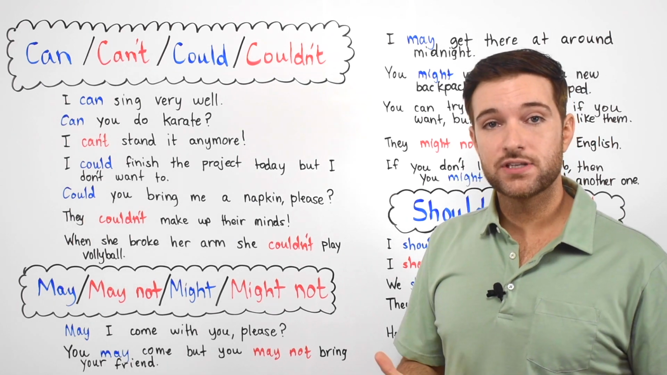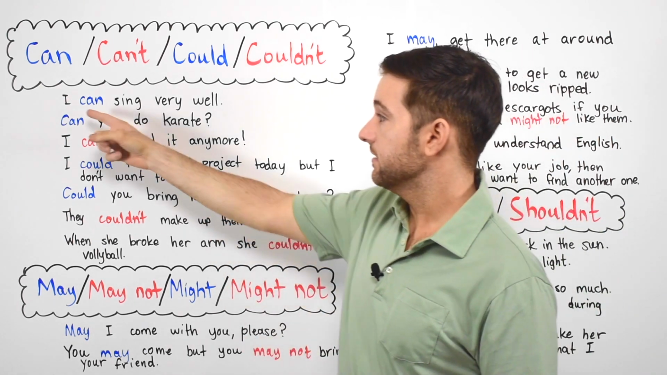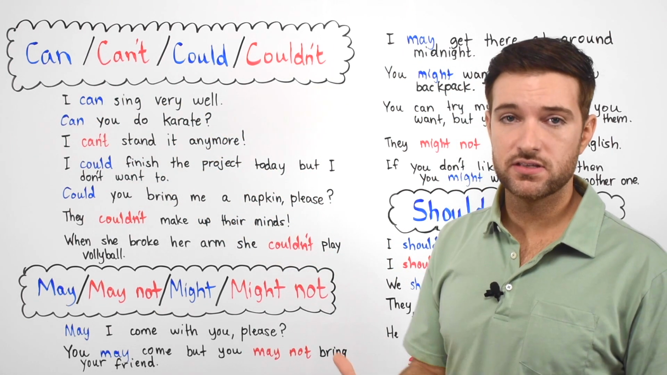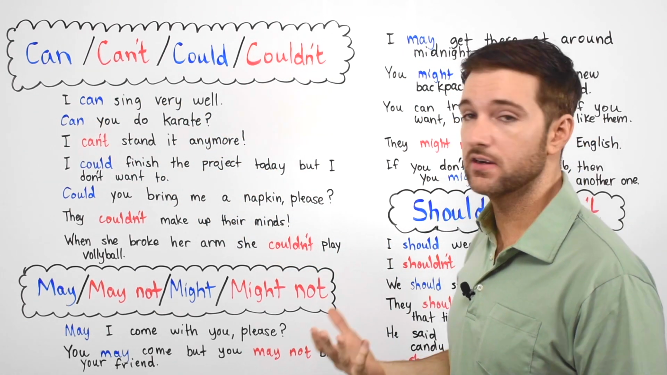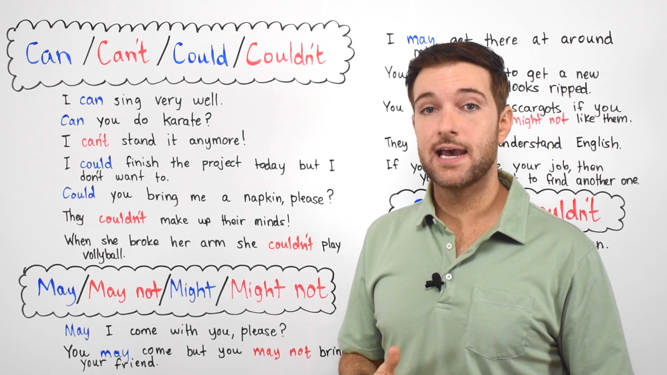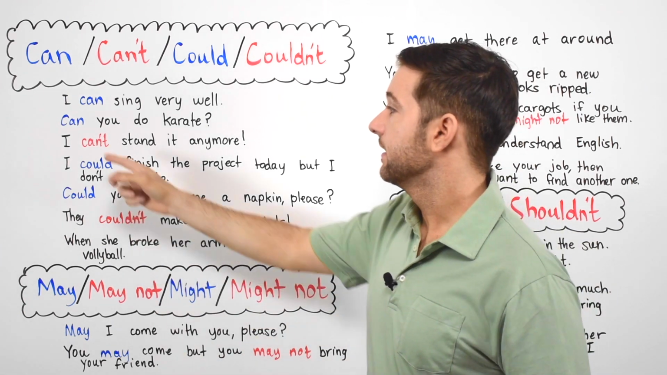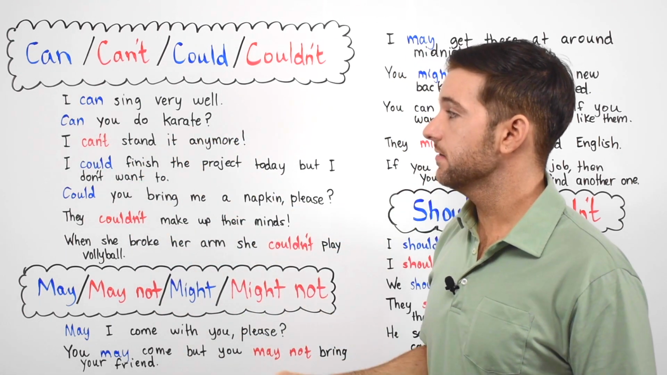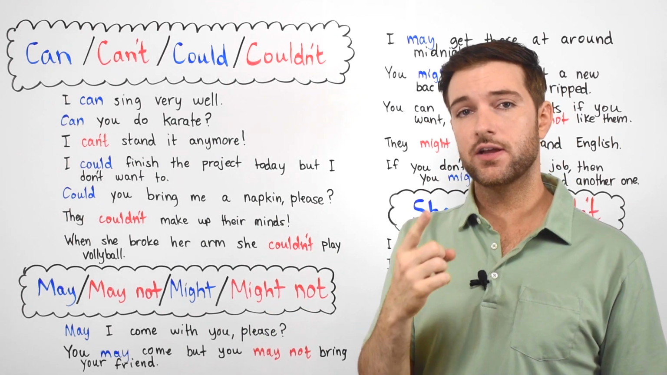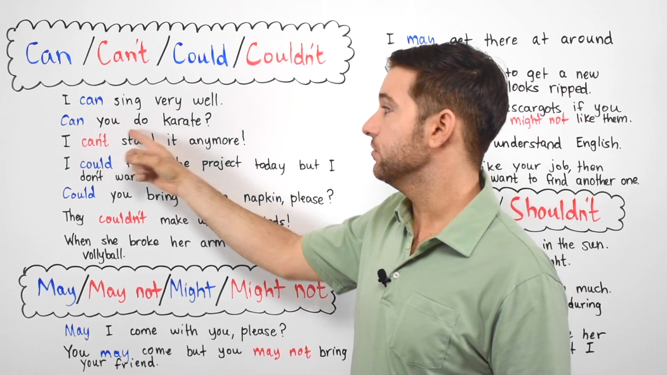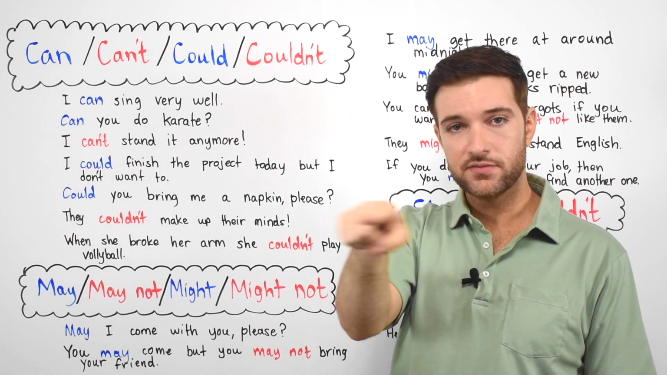So you can use can to express a capability, like in this example. I can sing very well. You are capable of singing very well. You can sing very well. Also, you can use it to ask a question to a friend. Can you do karate? And remember, you can say this to one friend, or to 2 or 3 or 4 or 5. Can you do karate? Can you, all of you?